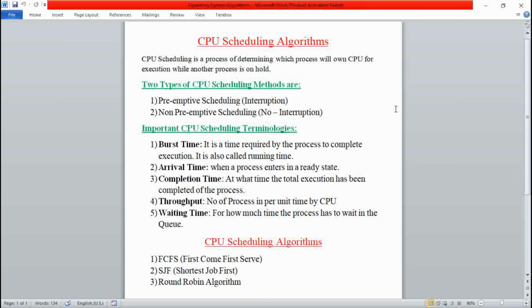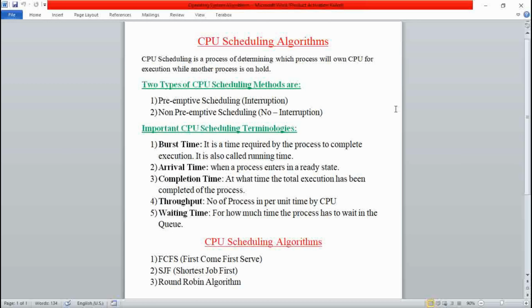In this video I am going to teach you about the basic concept of CPU scheduling algorithms. I will teach you what algorithms are used in CPU scheduling, which are basically FCFS, SJF and round robin algorithm. FCFS stands for first come first serve, SJF stands for shortest job first, and the third one is round robin algorithm.